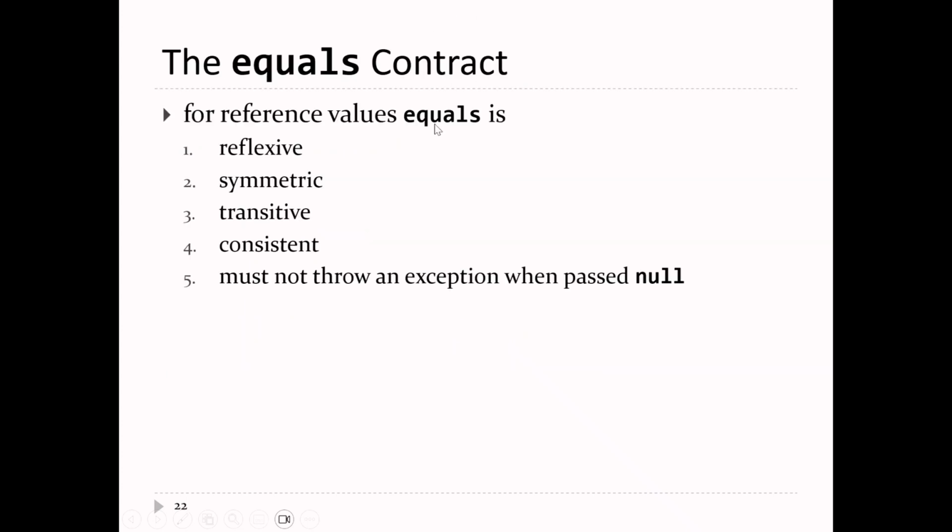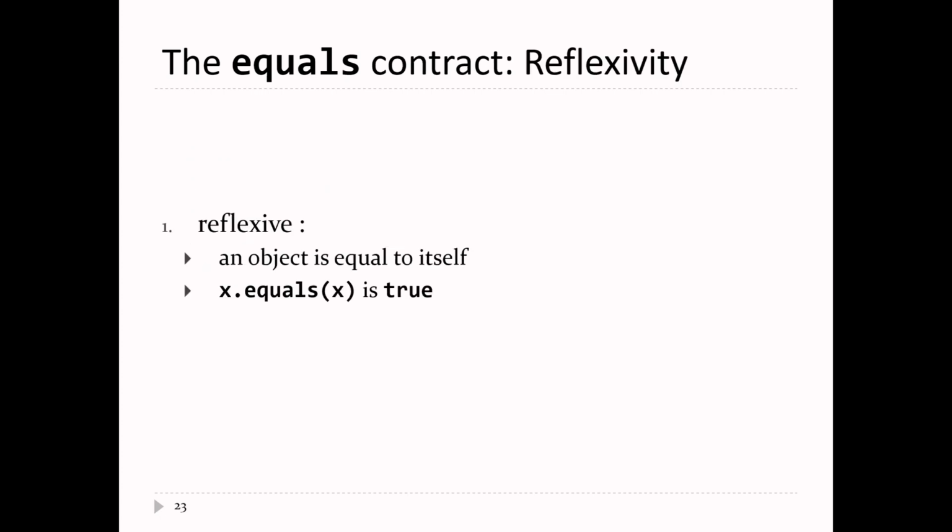All right, so the equals contract. If you actually read the documentation for equals, it says that equals must be the following things. Must be reflexive, symmetric, transitive, and consistent. Furthermore, it must not throw an exception when passed null. And so the first three things here all have a very particular mathematical meaning. In simple terms, this is what these things mean.